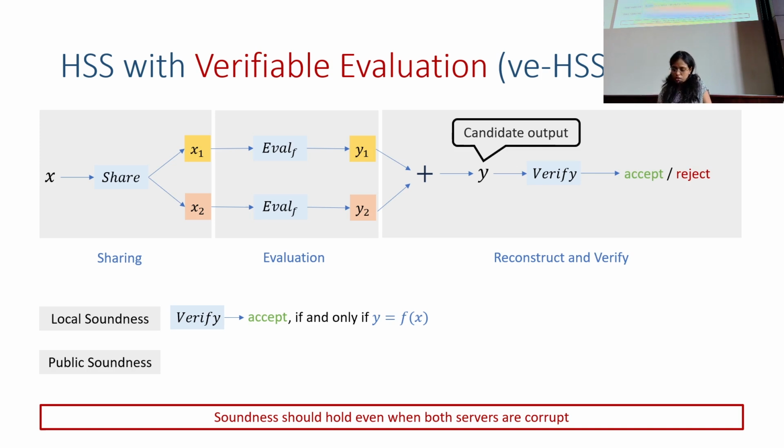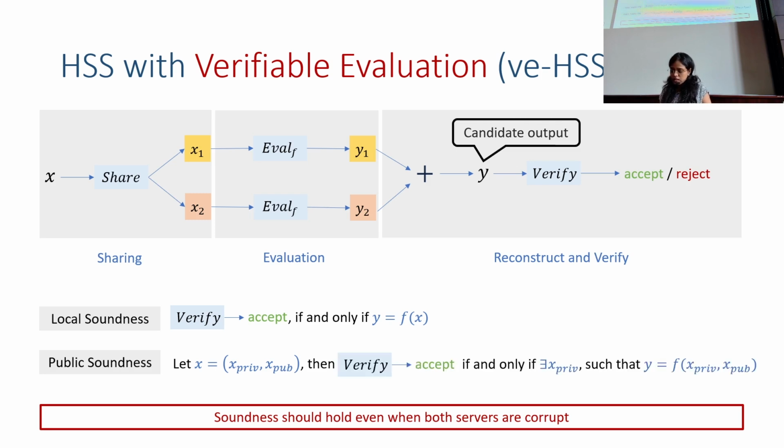And so what this notion formally means is the following. Let's assume that the input can be divided into two components, a public component and a private component, where the public component is known to everybody, including the servers and, let's say, a potentially external auditor, but the private component is only private to the client. In this case, we say that a scheme satisfies public soundness if verify outputs accepts, if and only if there exists some private component of X such that Y is the correct evaluation of F on that private component plus the public component.